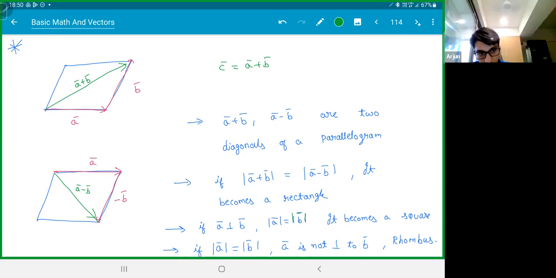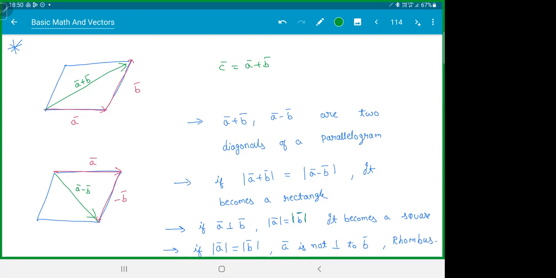So then you can equate the A plus B and A minus B to find angles also, right? You can do that, yeah.